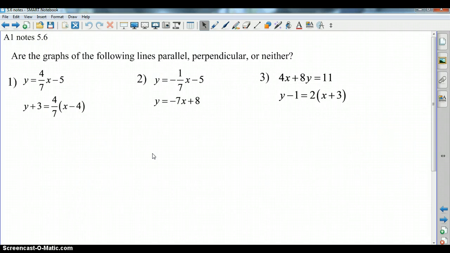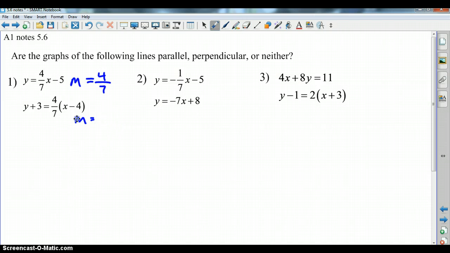All right, so here we go. Here are some of the problems we're going to look at. Are the following lines parallel, perpendicular, or neither? Now remember, for parallel, perpendicular, or neither, all that we really need to know is the slope. As long as they're not the exact same line, then all we care about is the slope. So when I look at this first equation, y equals 4/7 x minus 5, I have a slope of 4/7. Now this second equation is in point slope form, and I can see that the slope is also 4/7.